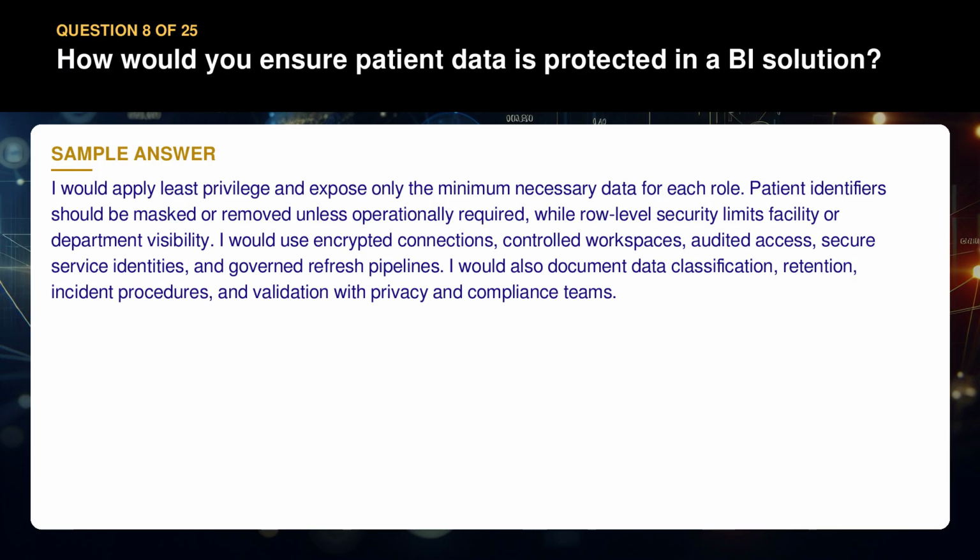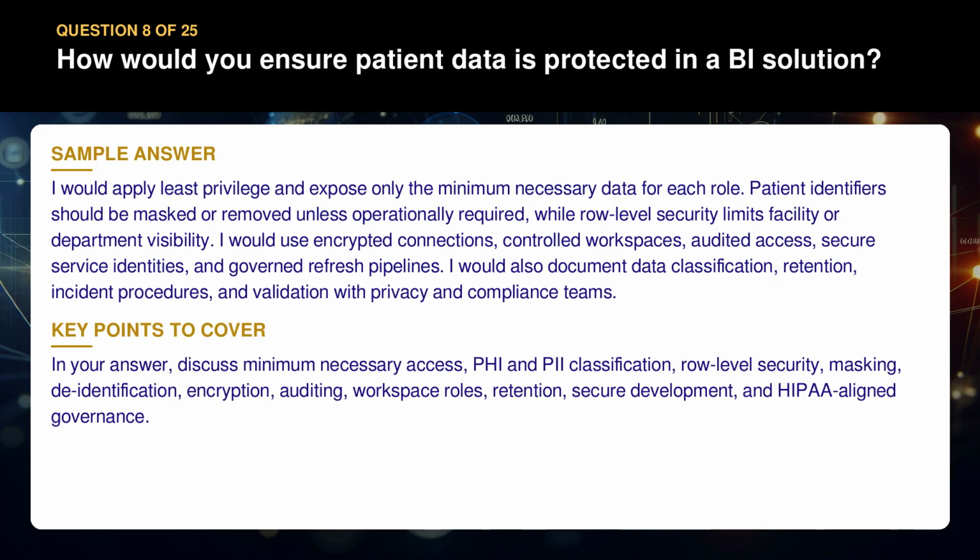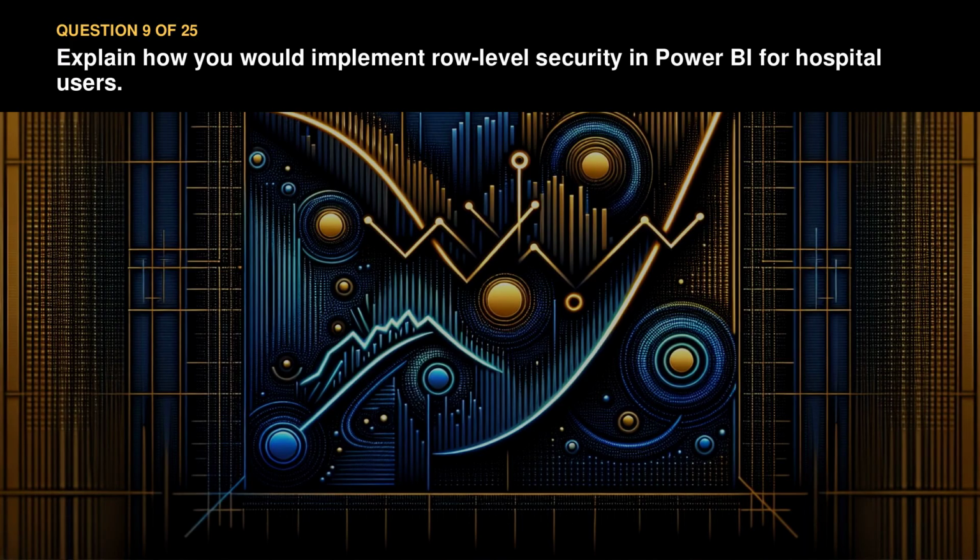I would use encrypted connections, controlled workspaces, audited access, secure service identities, and governed refresh pipelines. I would also document data classification, retention, incident procedures, and validation with privacy and compliance teams. In your answer, discuss minimum necessary access, PHI and PII classification, row-level security, masking, de-identification, encryption, auditing, workspace roles, retention, secure development, and HIPAA-aligned governance. Question 9.